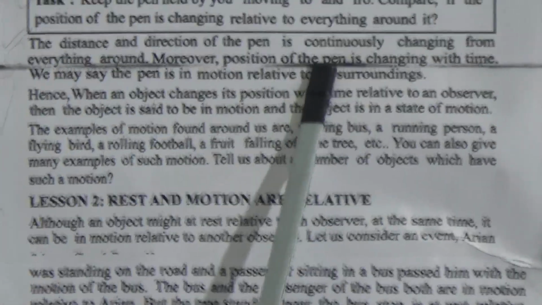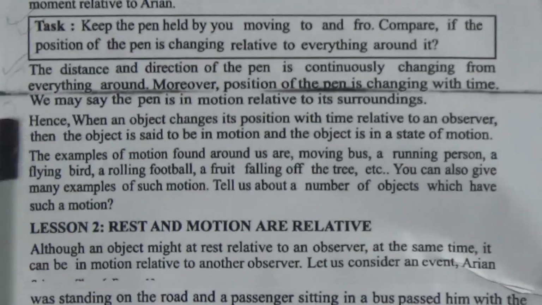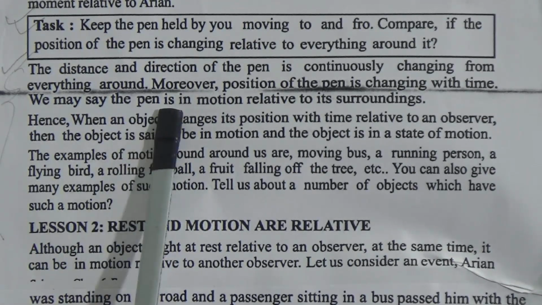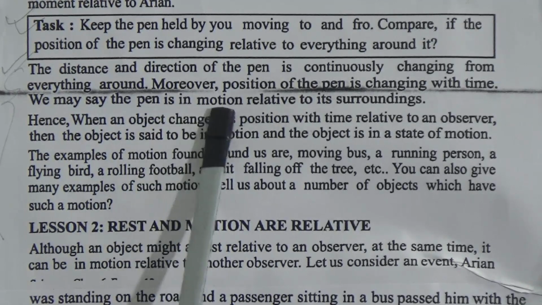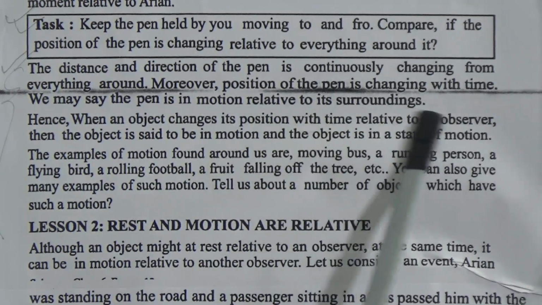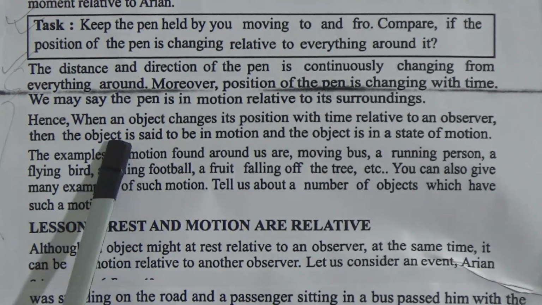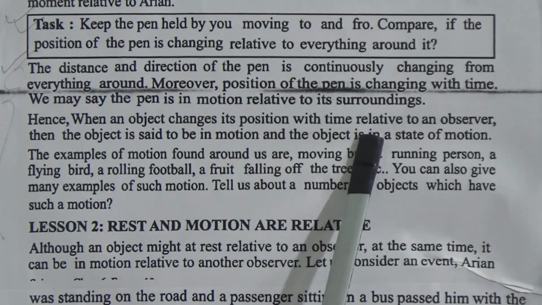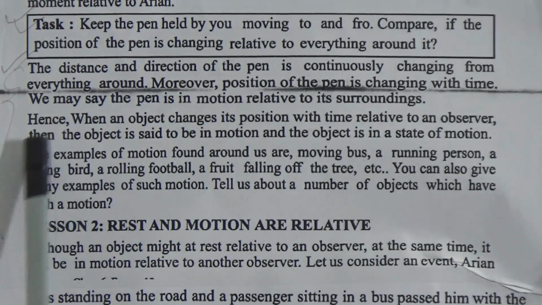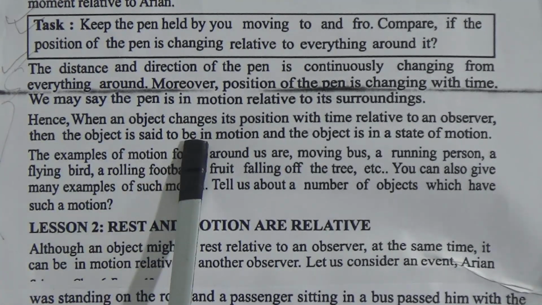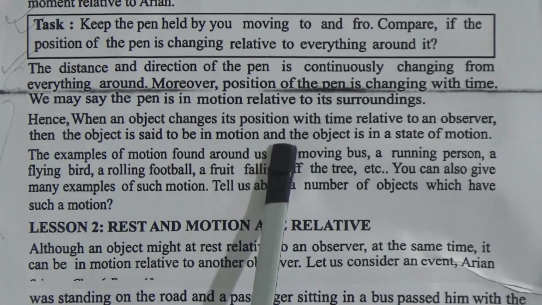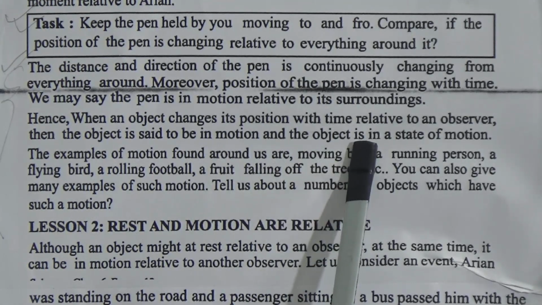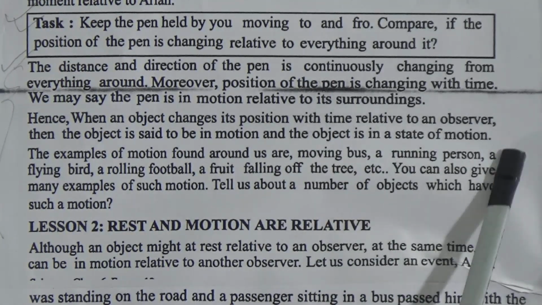Moreover, the position of the pen is changing with time. We may say the pen is in motion related to its surroundings. Hence, when an object changes its position with time related to an observer, then the object is said to be in motion and the object is in a state of motion.